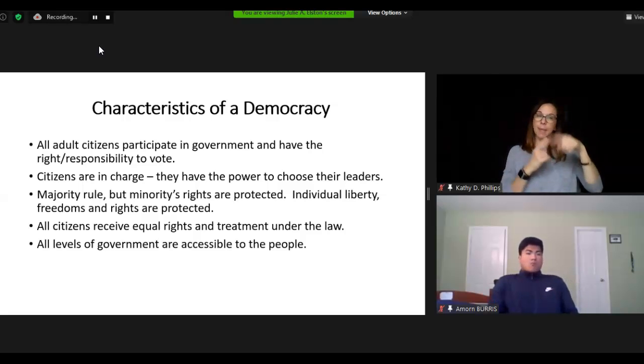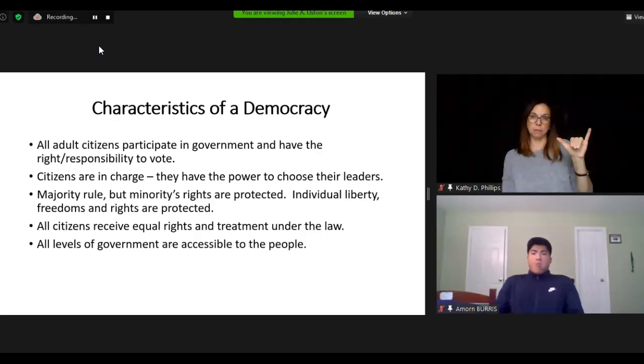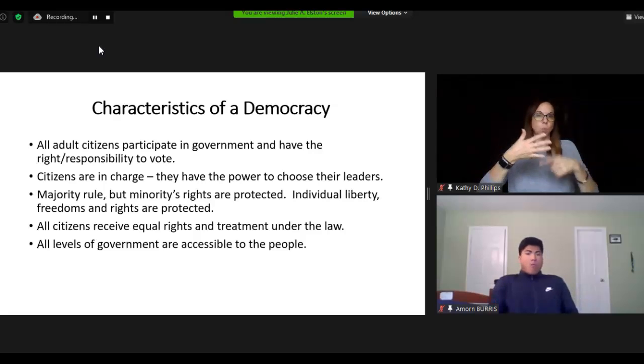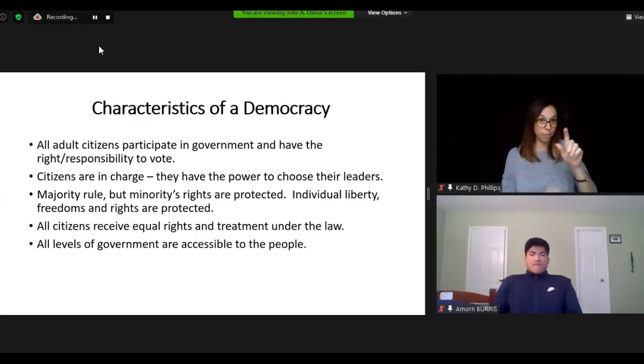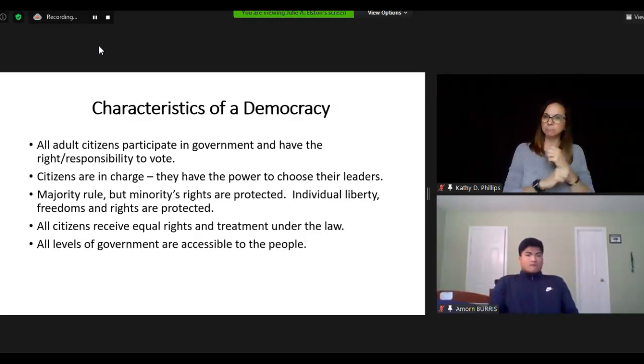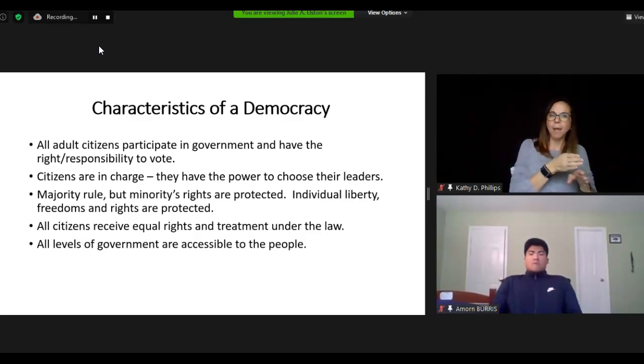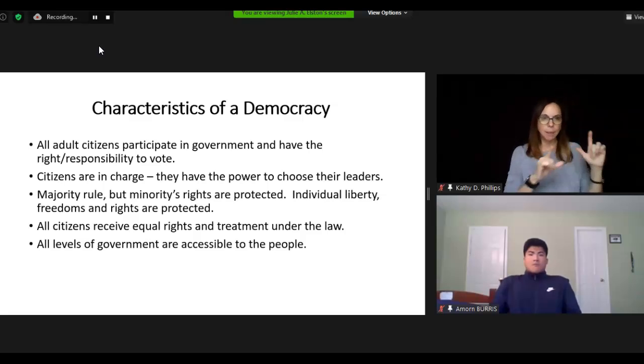When we think about a democracy, these are the types of things you're looking for, right? Do all adult citizens have the right to participate in their government? They have the power to choose their leaders. We see an idea of majority rule: whoever has the most votes wins. That's democracy. But we also see a protection for the minorities' rights, that even if you're not the party in charge of your government, you still have individual rights and liberties that are protected.